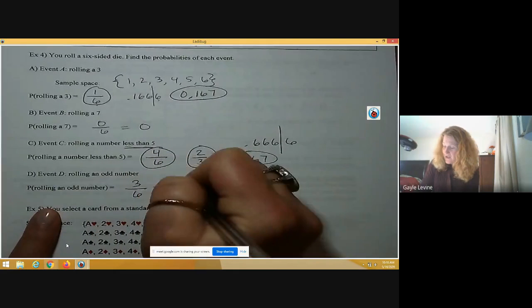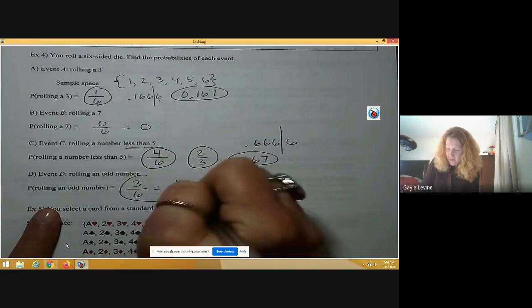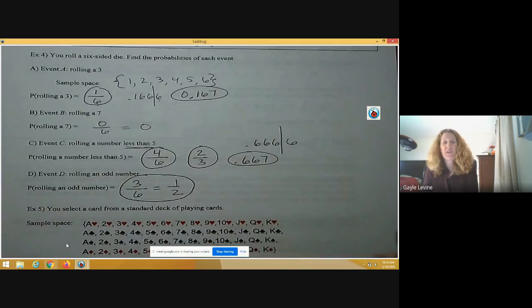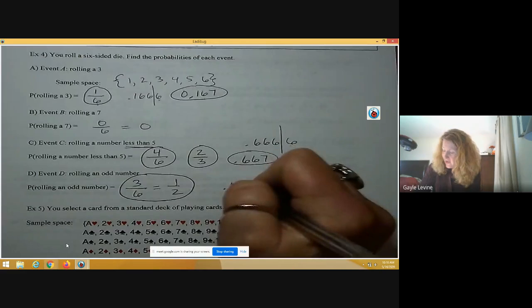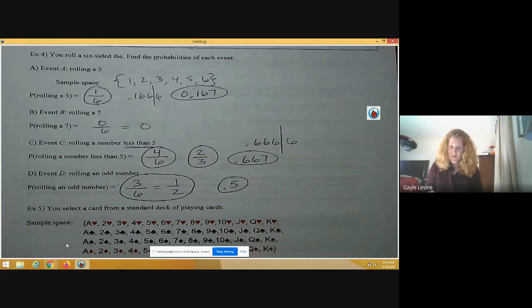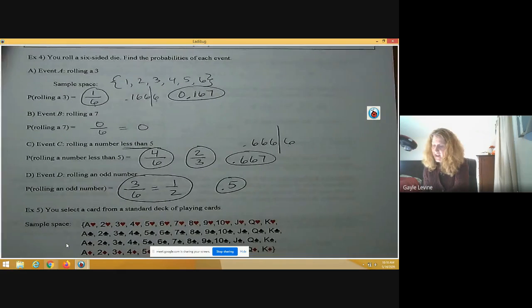If you wanted to reduce that to 1/2, that's perfectly fine. Both of these are the exact answer. And if you divide, hopefully we all know you would get 0.5 as your answer. Okay, great. So now I'm going to keep going through our packet.